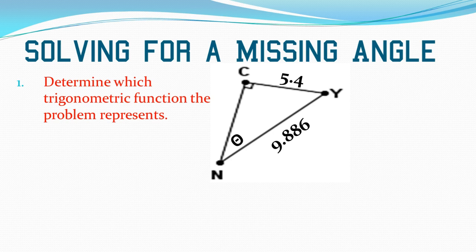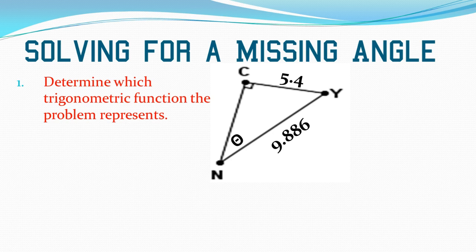I cannot touch it. It's beyond what I can reach from that angle. Then I also have 9.886 off to my right. That is my hypotenuse. It's directly across from the 90-degree angle. So my adjacent side is not represented. My opposite side is 5.4, and my hypotenuse is 9.886. I'm dealing with an opposite and hypotenuse, so I think SOHCAHTOA.